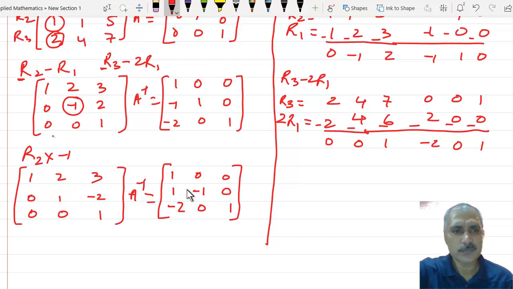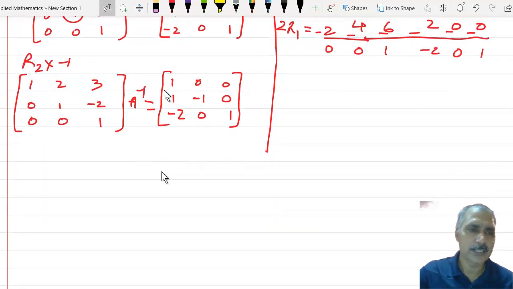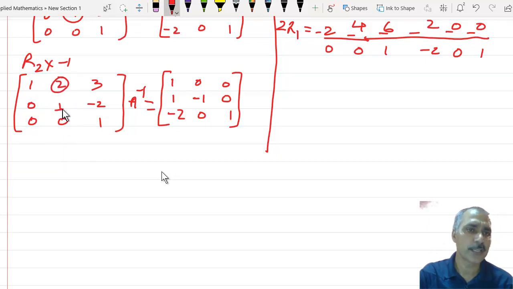Now if we look at this position, this is 1 and we want below that as 0 and above as 0. Below is already 0, so we have to make this element 0. This is 2, we are going to take the help of this one. 2 and minus 2 will become 0, so we will be doing the operation in row number 1. So R1 minus, this number is 2, so we will multiply this by 2 and then subtract it: 2 R2.